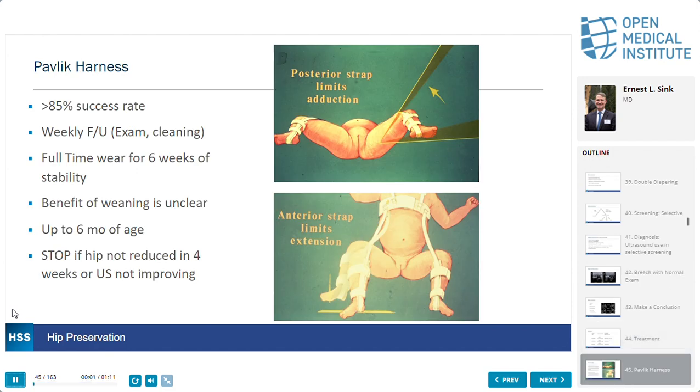Okay, the Pavlik harness has a very high success rate. It depends on the study, but I say 85% if you can get it early. I do weekly follow-up because I want to make sure it's still fitting well, that they don't grow and get femoral nerve palsy, which then you have to take them out. Full-time wear, I have them do the bath when they come back to the office. The benefit of weaning, so if it's a normal ultrasound, you make sure it's in, you confirm it with an ultrasound, and then I follow with ultrasounds, but once it's in, I count the clock, 6 weeks full-time.